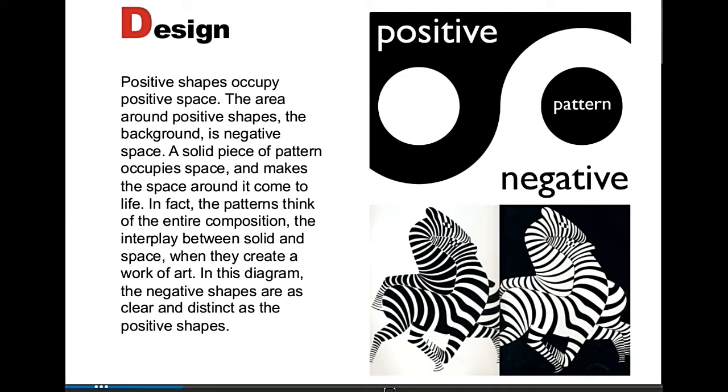The positive pattern. Positive shapes occupy positive space. The area around positive shapes, the background, is negative. A solid piece of pattern occupies space and makes the space around it come to life. In fact, think of the entire composition, the interplay between solid and space, when you create a work of art. In this diagram, the negative shapes are as clear and distinct as the positive shapes. Therefore, the positive and negative shapes can complement each other.